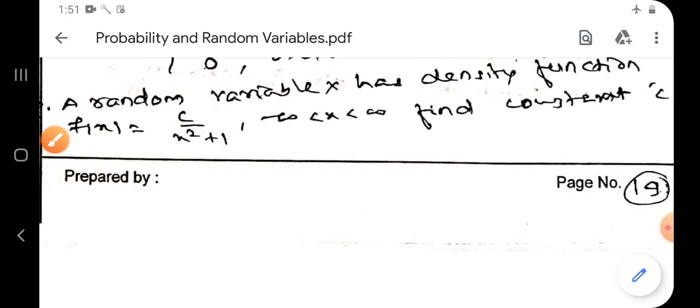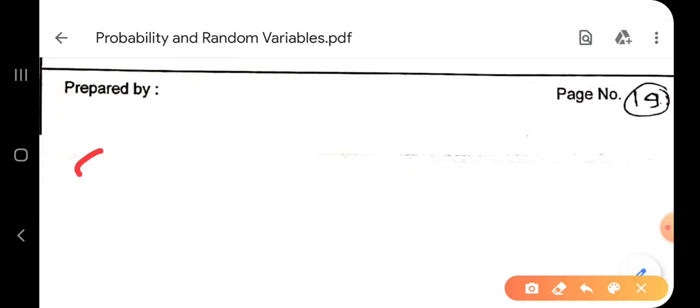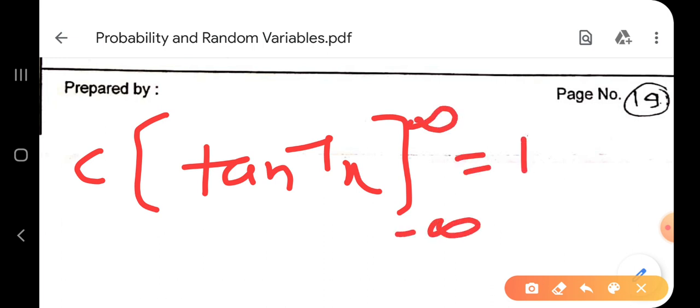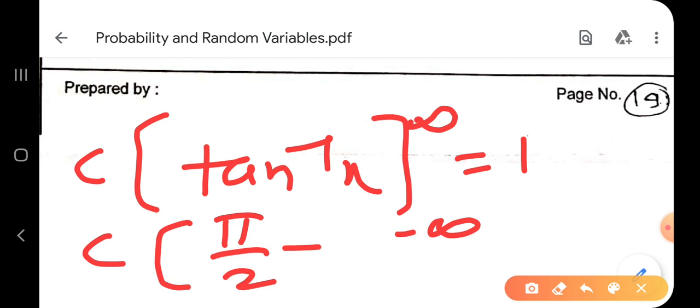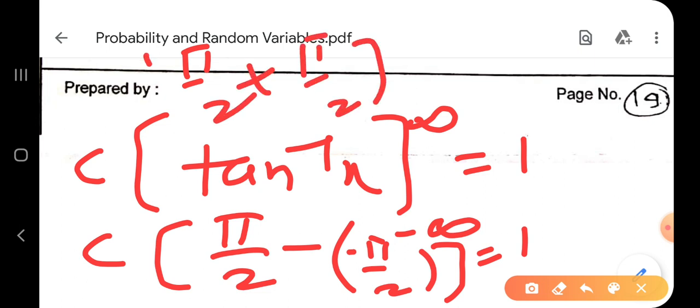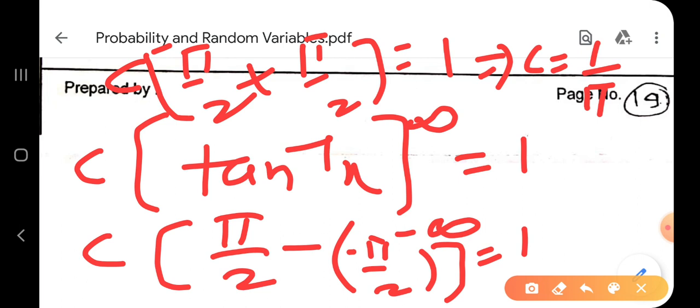What is the integration of dx upon x square plus 1? Do you remember? It is tan inverse x. So c into tan inverse x from minus infinity to plus infinity is equal to 1. Tan inverse infinity is pi by 2, minus tan inverse minus infinity, which is minus pi by 2. So pi by 2 plus pi by 2 becomes pi. Does it come to mind? c into pi is equal to 1, so your answer is c equal to 1 upon pi.